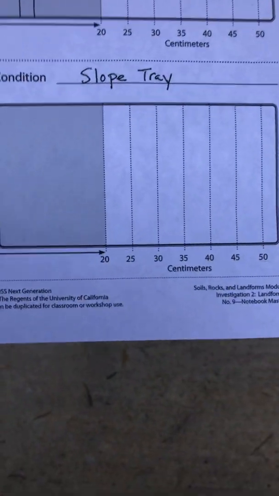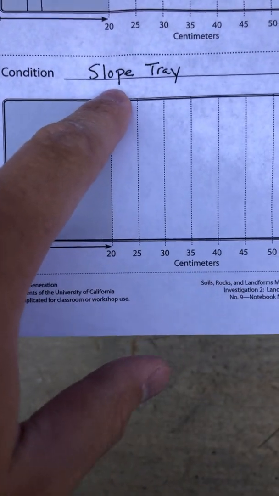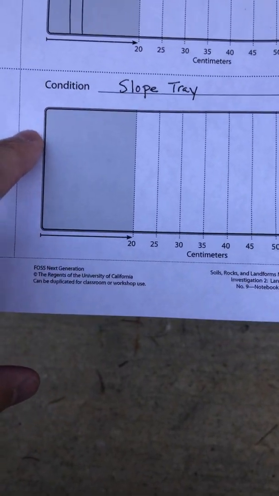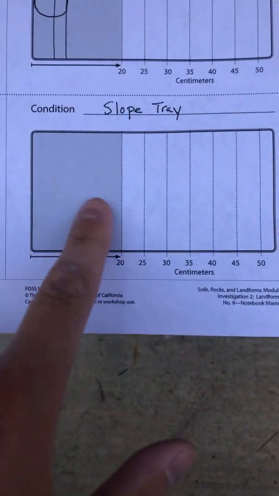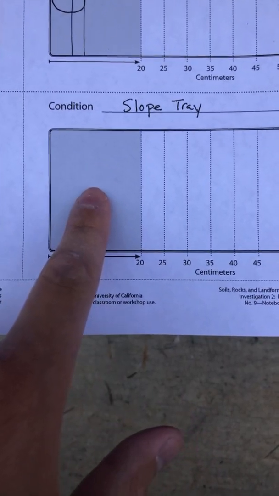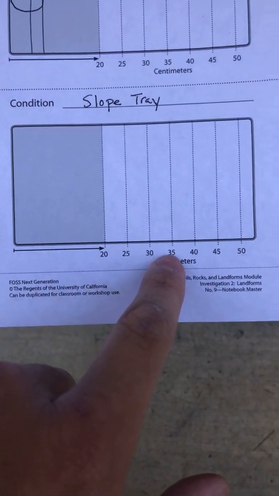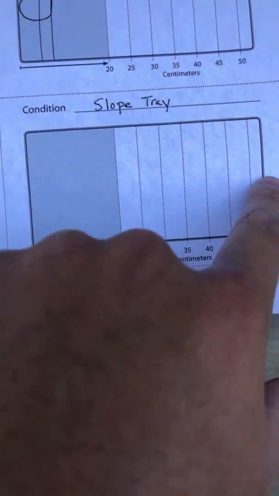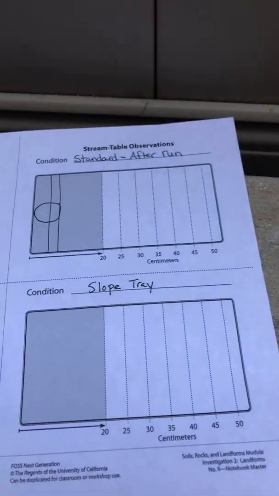All right, and then we're going to do another one, because one of them is sloped, where there's an incline. So this one will be titled slope tray. Same setup: draw a rectangle, make it darker where the sand started, and indicate the centimeter markers so you can track your data, how far earth materials eroded in this one. All right, so everything is the same.